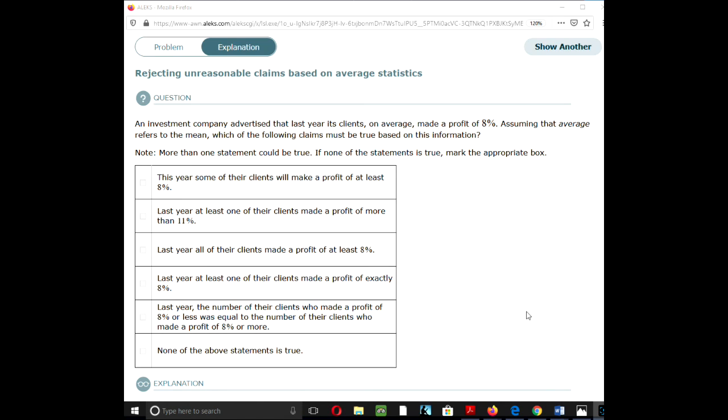Last year, the number of clients who made a profit of 8% or less was equal to the number of their clients who made a profit of 8% or more. This statement also did not make any of those claims. So the appropriate answer for this response would be none of the above statements are true. Okay, let's move on to the next problem.